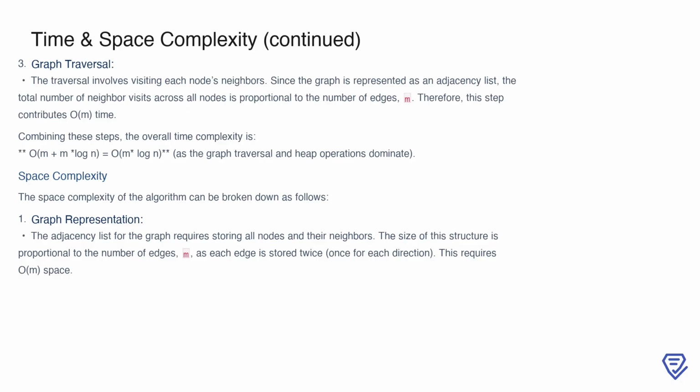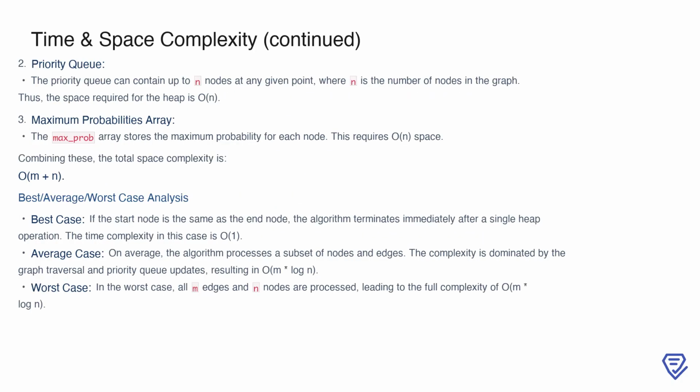Shifting to space complexity, the adjacency list representation requires space proportional to the number of edges, m, because each edge is stored twice, once for each direction. This contributes O(m) to the total space usage. Additionally, the priority queue itself can hold up to n nodes at any given time, where n is the number of nodes in the graph. This means the heap requires O(n) space. Another component contributing to the space complexity is the max_prob array, which stores the maximum probability for each node. Since there are n nodes, this array also requires O(n) space. Combining these factors, the total space complexity is O(m + n).